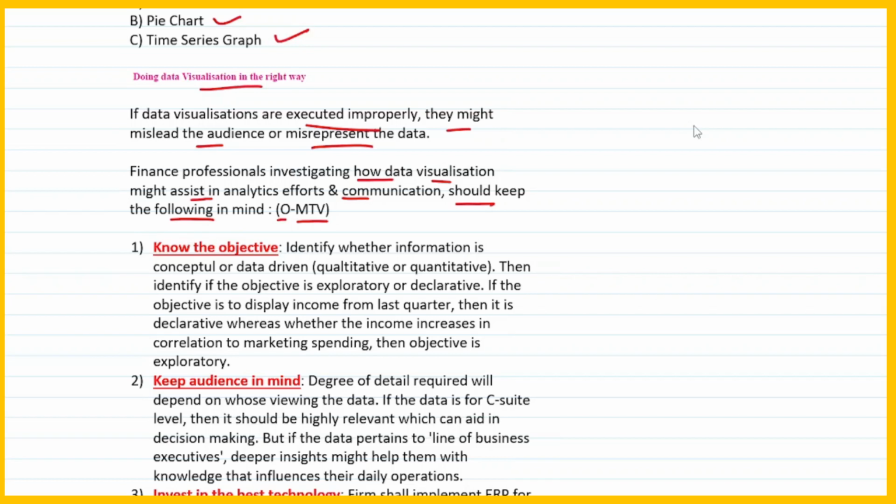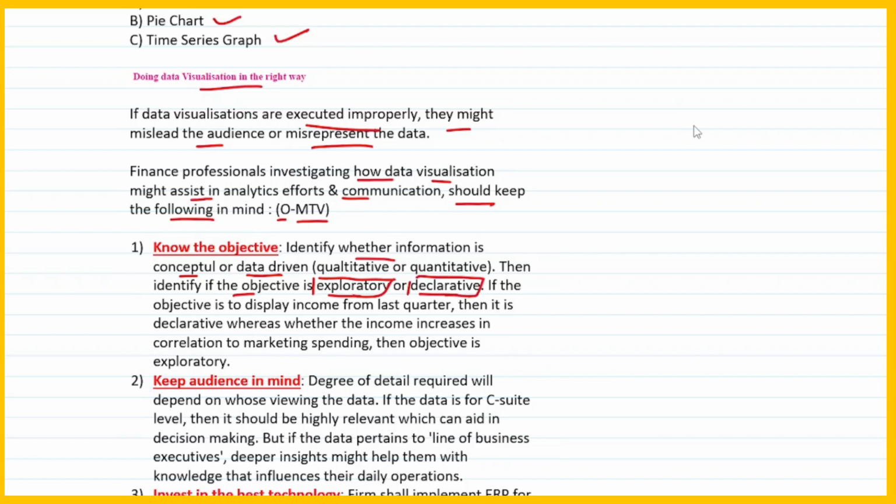So first of all, the professional should know the objective of whatever data he's going to present in a way that it can be visualized. So let's look into it. Identify whether information is conceptual or data driven, right? So basically you have to see whether it is theoretical or it contains a lot of numbers or a lot of data in it. Now this data can be either qualitative or quantitative, both, right? Then identify if the objective is exploratory or declarative. These two are the most important parts of this point, that is, know the objective. If you mention these two words, that should be more than sufficient to cover this point, right?